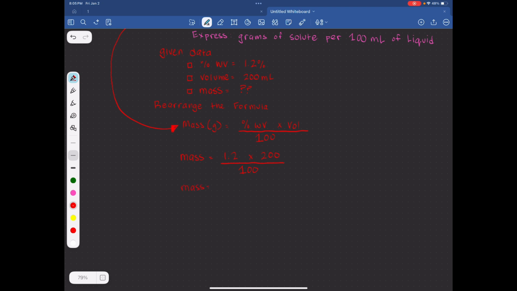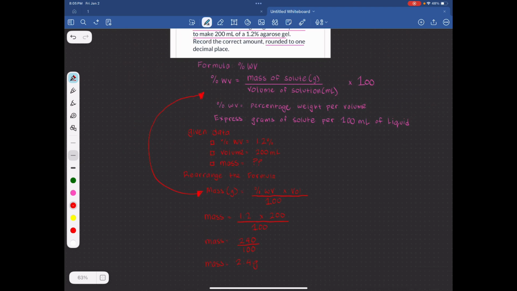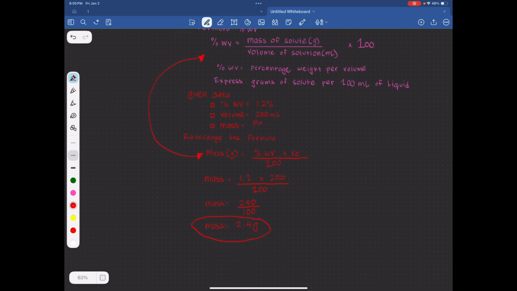And so we would get 240 over 100, and then divide that through. And so our mass is going to be equal to 2.4 grams. And then let's just go back and make sure. So it says rounded to one decimal place, and we are at one decimal place here. So that's going to be our final answer. 2.4 grams.